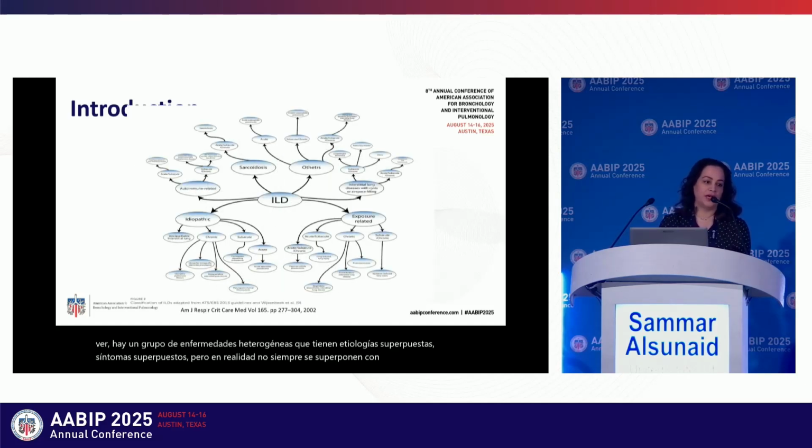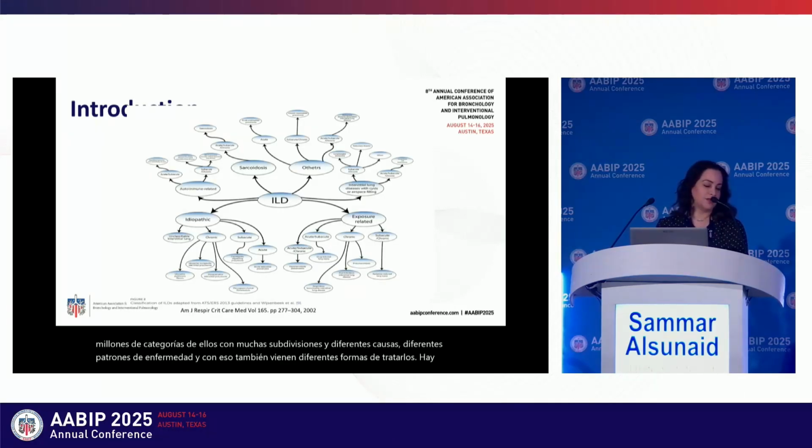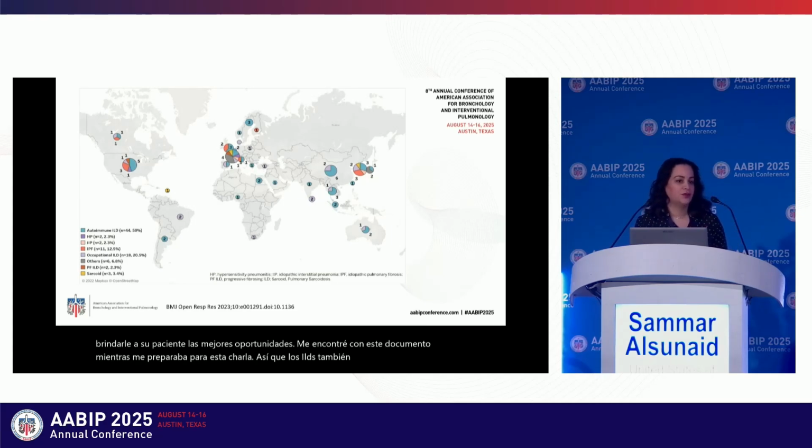As time has gone by, they've been lumped into the definition of ILD, and you can see that you have at least 6 major categories with a lot of subdivisions, different causes, different disease patterns, and with that come different ways of treating them. There's a lot of overlap, but also a lot of differences that need to be distinguished so that you can give your patient the best chances. I came across this paper while preparing for this talk. ILDs are also different worldwide, so depending on where you end up going, you might be seeing a different variety of ILDs.